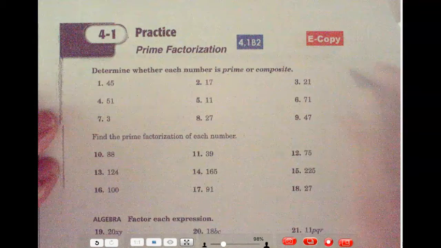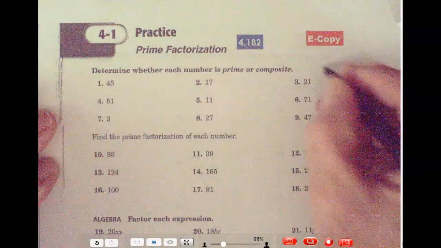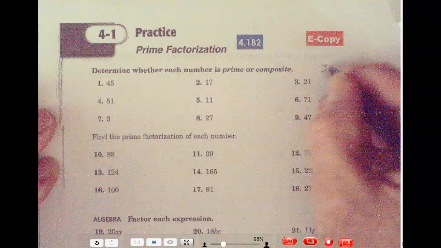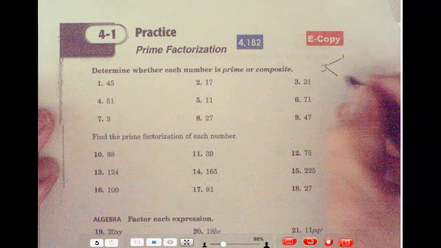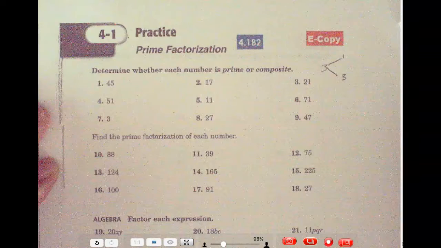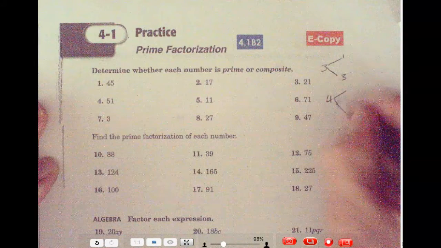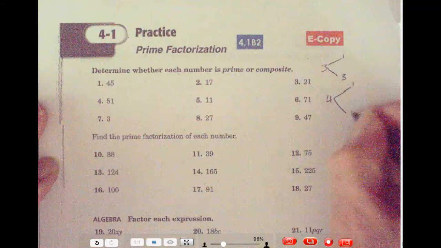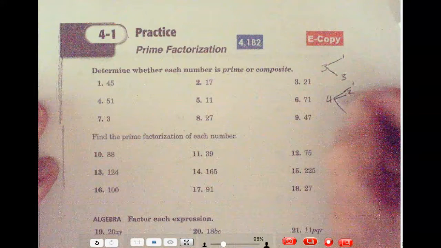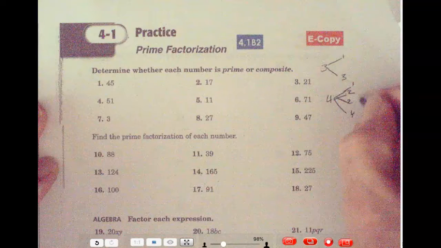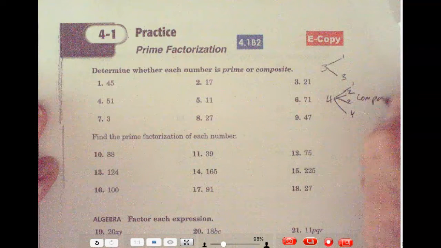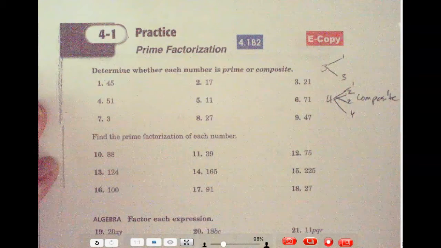Well, just remember that numbers like 3 that only have two factors, 1 and 3, these are prime numbers. If it has more than two factors, like 4 has 1 and 4, and then you can have 2 and 2, these are composite. So we've got composite and we've got prime.